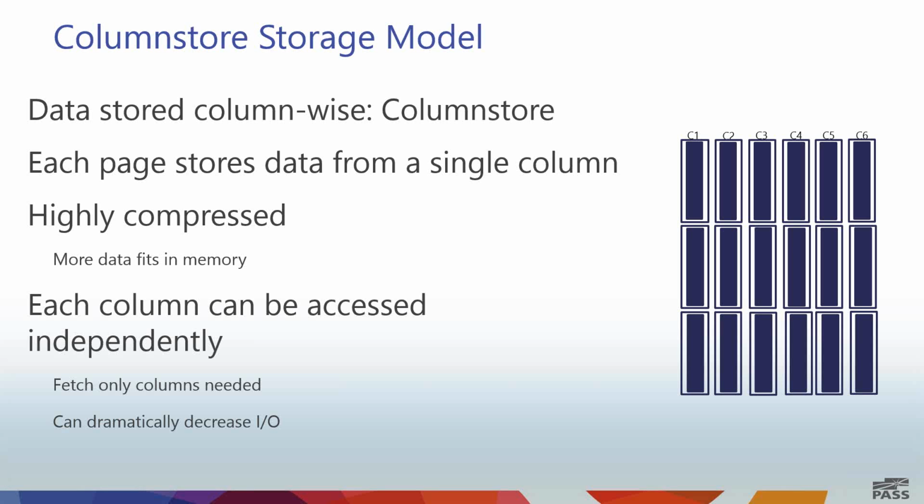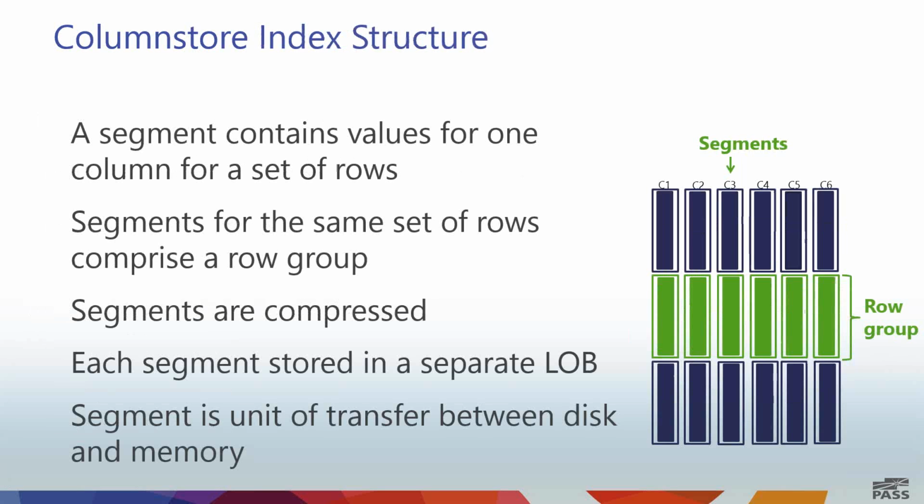And then, like I said, each column can be accessed independently. You only fetch the columns you need, which again dramatically decreases I/O. So we decreased I/O by eliminating columns, and then we decrease I/O by significantly compressing the data that we have in any particular column, on any particular page for that column. So that structure looks a little bit like this.